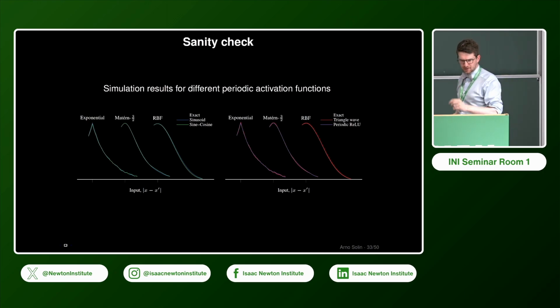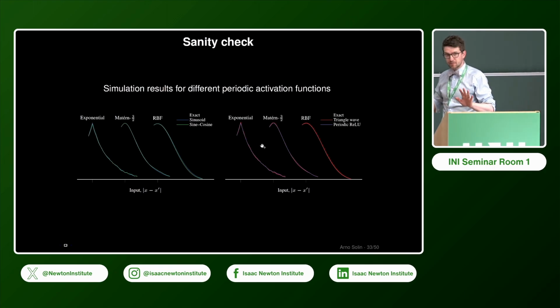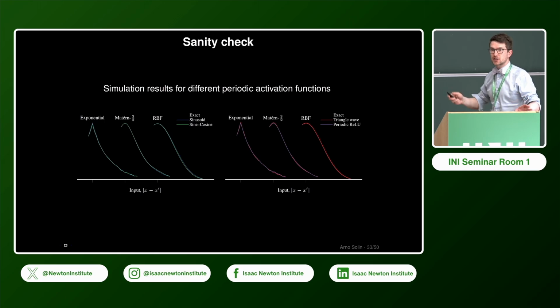There's a sanity check. So basically, these are the globally stationary functions, compared to the exact covariance, and the triangle wave and the periodic ReLU are all basically overlapping with the exact one. So at least the prior seems to match.